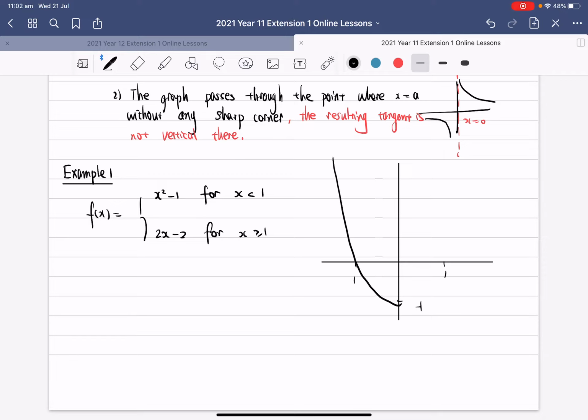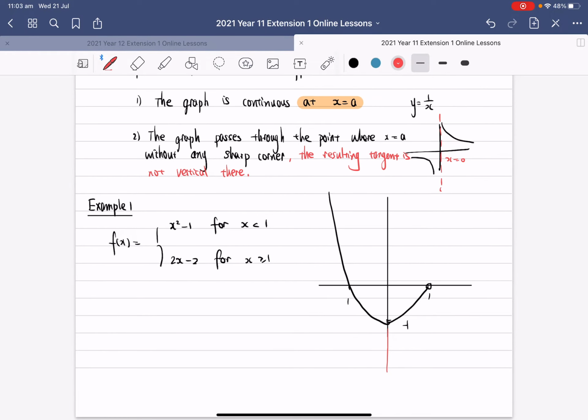So we've got a parabola going this way, like that, and this is for x less than 1. So I'm going to put an open circle around here. Next we have a straight line, which is 2x minus 2. So we've got a straight line passing through the same point. Minus 2 is here and 1 is here, so it's going to be going like this. It's kind of like a parabola again, but that's not really a parabola. It's a straight line on this side.